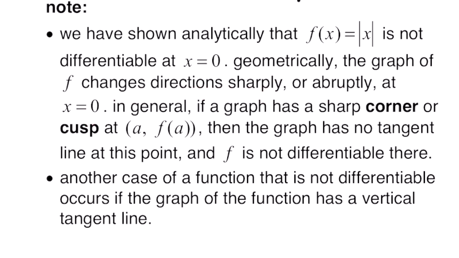So in general, if a graph has a sharp corner or cusp at a point, then the graph has no tangent line at that point, and therefore f is not differentiable there. Again, not differentiable means you can't take a derivative there.